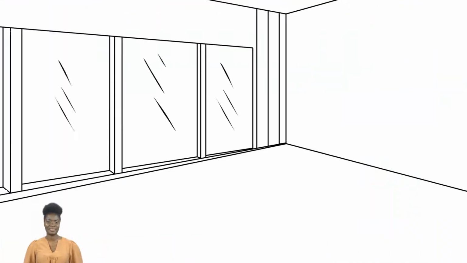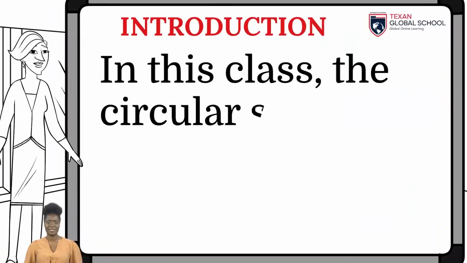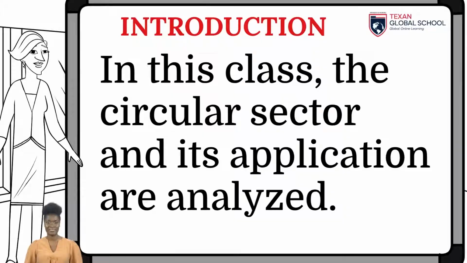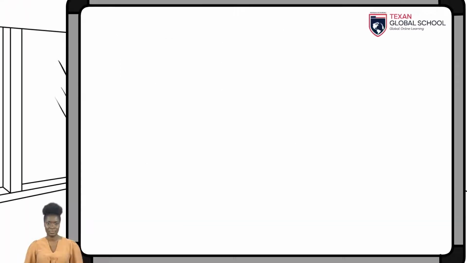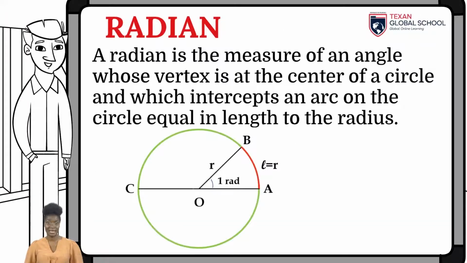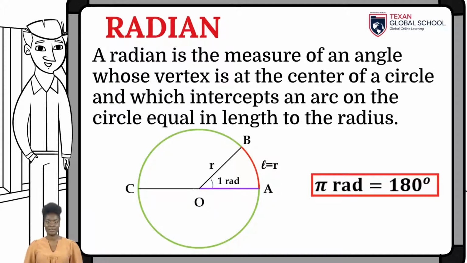In this class, demonstrations and tools to calculate the area of a sector and the length of its arc are analyzed. Remember from previous classes that a radian is the measure of an angle whose vertex is at the center of a circle and which intercepts an arc on the circle equal in length to the radius. It is important to remember that pi radians equal 180 degrees.